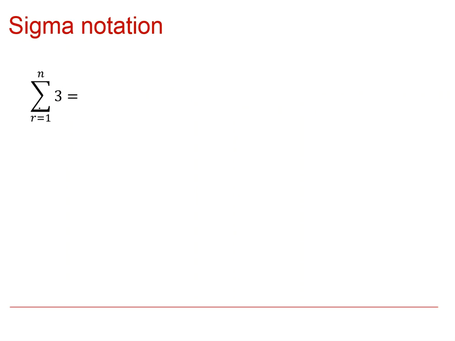Okay, this is a slightly different one here. As you can see, we don't actually have r in this expression. So that just means that whatever value we put in, what we're getting out is 3. So when we put in 1, we get 3. When r is 2, we get 3. When r is 3, we get 3. And all the way up until r is n, when we get 3 again. So what we have here is 3, n times. So that sum is 3n.